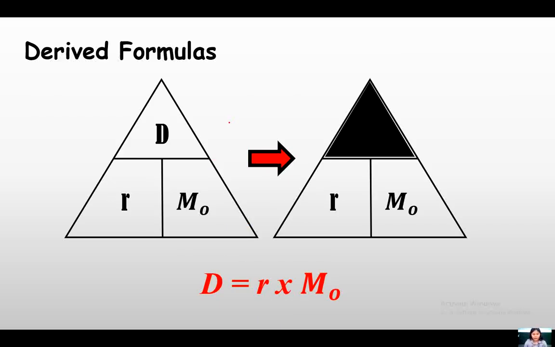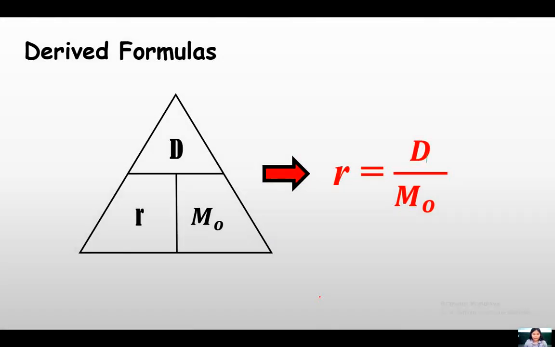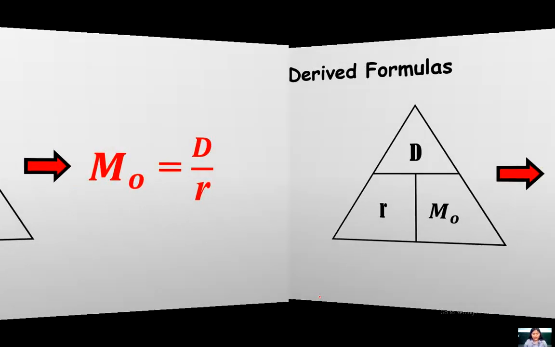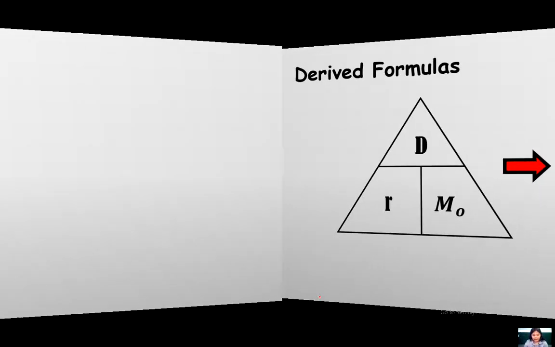So here is the formula. Here is a triangular formula wherein we have the discount, rate, and cost, where cost is denoted by M sub O. If we are asked again for the discount, we're just going to get the product of rate and the cost price. On the other hand, if we are asked to get the rate, we get the quotient of the discount and the cost price. And if we are asked for the cost price, we get the quotient of the discount and the rate. Okay, so let's apply.